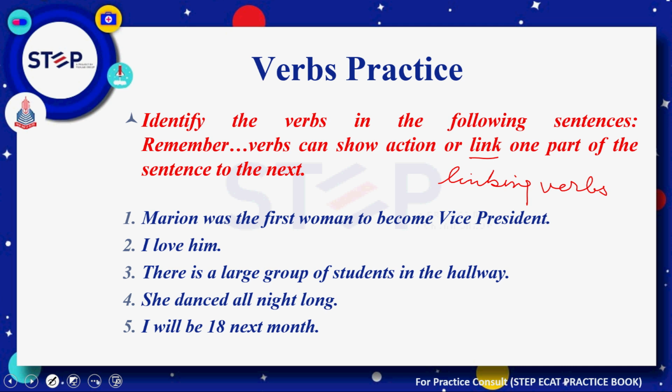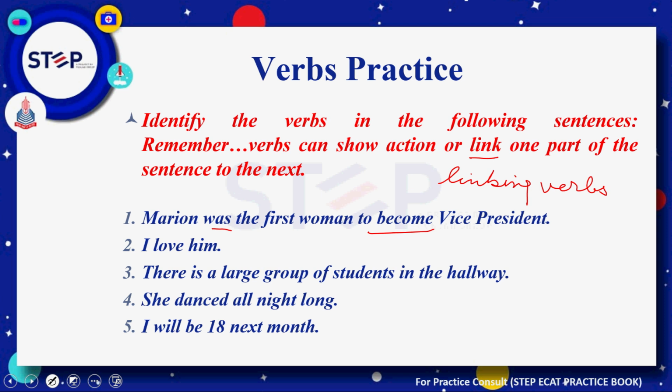Then, Marion was the first woman to become vice president. In this sentence, we are supposed to recognize the verb. So Marion was. This was is showing the state of being the first woman. So it's a verb and it's showing the state. Was the first woman to become. Now this become is an infinitive verb, vice president.